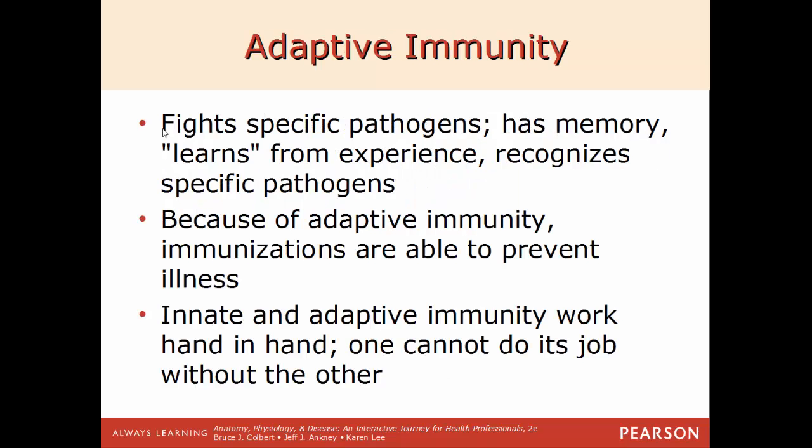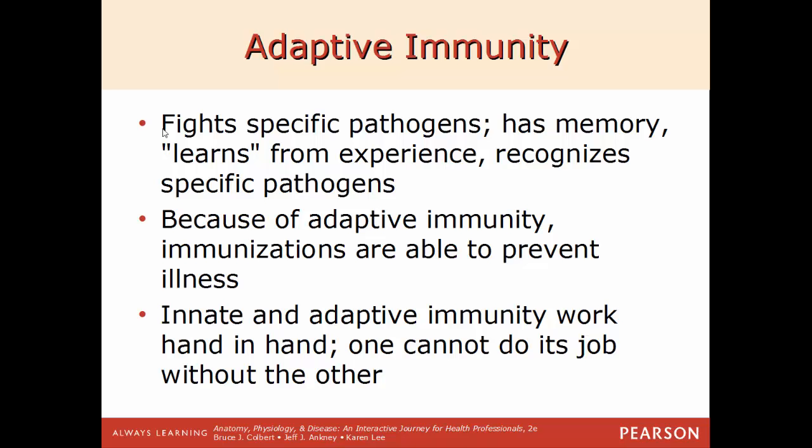All right, now we'll go into more detail on the adaptive immunity. Now, a key feature about the adaptive immunity is that it fights very specific pathogens. It also has a memory. It keeps basically a database of pathogens it has fought in the past, and it learns from this past experience. If it's able to recognize things it's fought previously, the response will be much faster and much more aggressive. And it's because of this adaptive immunity that immunizations are able to work.